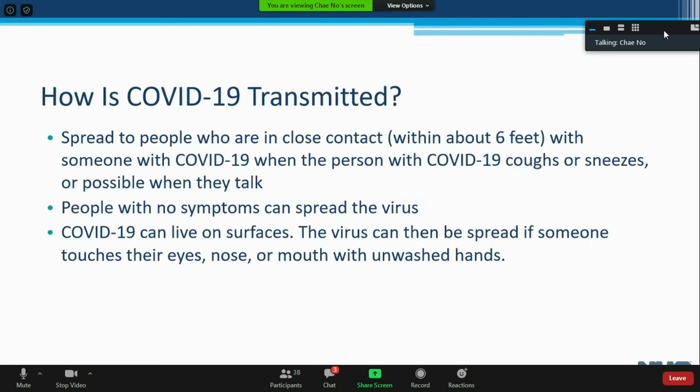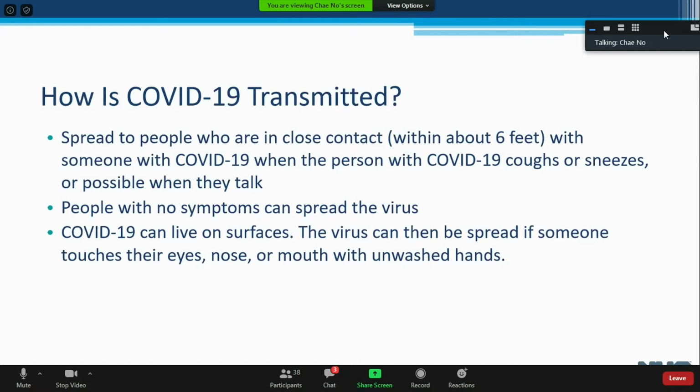The virus is transmitted from people who are in close contact, within about 6 feet, with someone with COVID-19 when that person coughs or sneezes, or when they talk. A person with no symptoms can spread the virus. COVID-19, just like other bacteria and viruses, can live on surfaces. The virus can be spread if someone touches their eyes, nose, or mouth with unwashed hands. So let's say you touch a doorknob, or on the subway or in the supermarket you grab a shopping cart handle, and then you touch your face with it.